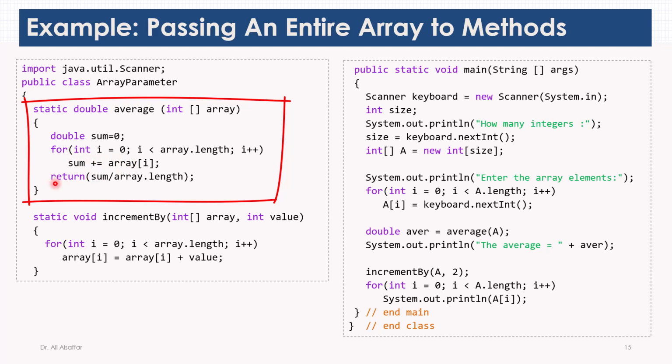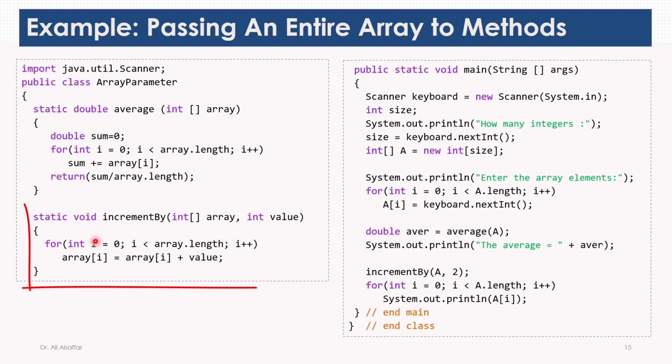And then the method will return sum divided by the array length. So notice here we are using the length of the array, although we are not passing the length of the array. But as you see, we are not changing any element of the array inside. We are just reading the values of the elements and adding them to sum.